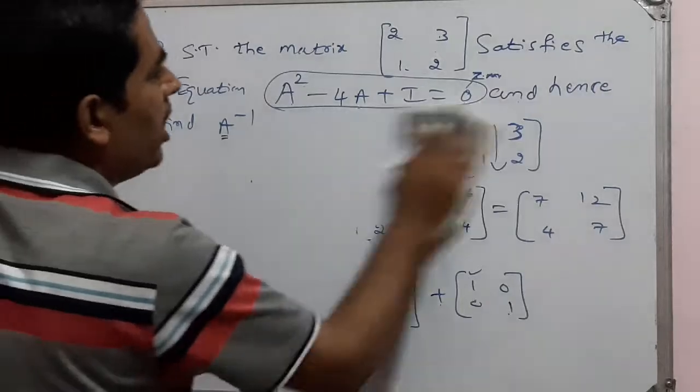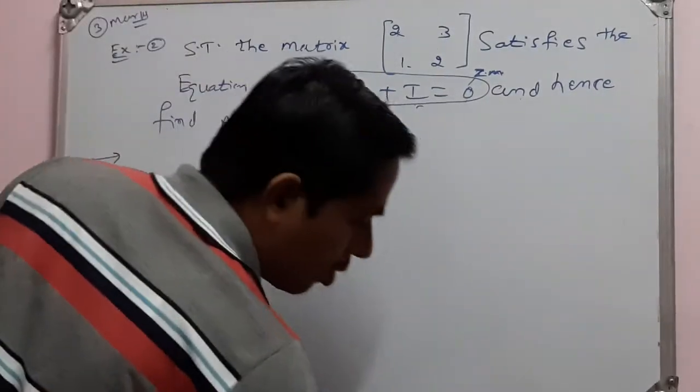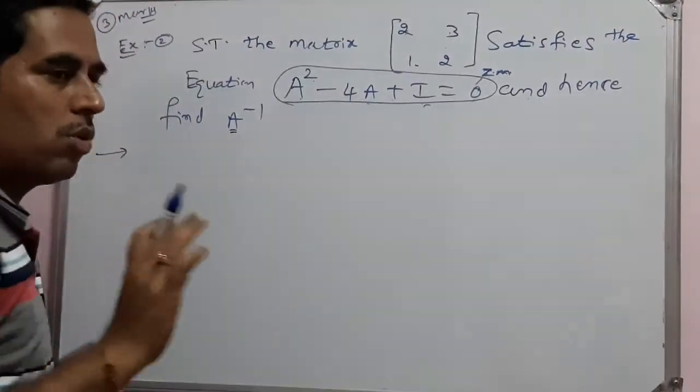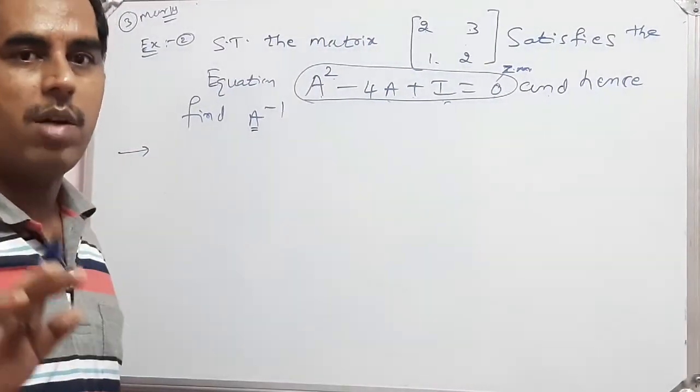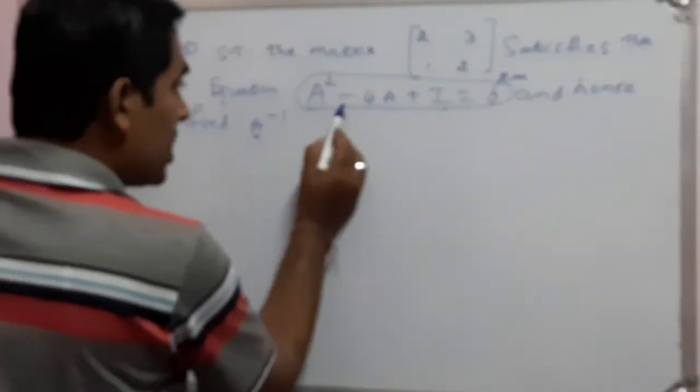Then find the inverse of the given matrix. Okay, how to find A inverse? We should not use the formula here. Whenever the equation is given, we should not use A inverse is equal to 1 by determinant of A into adjoint of A. So here we don't use the formula, we use this equation.